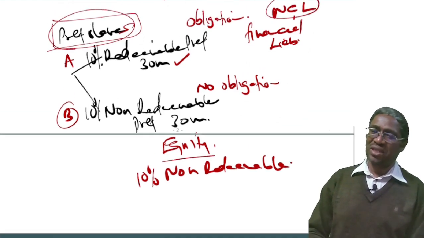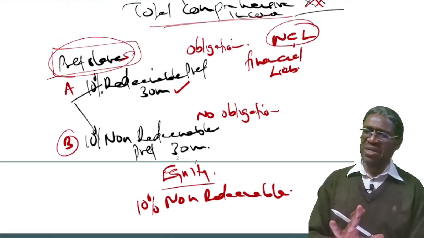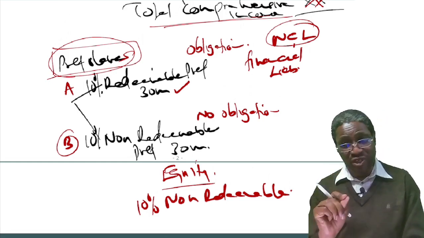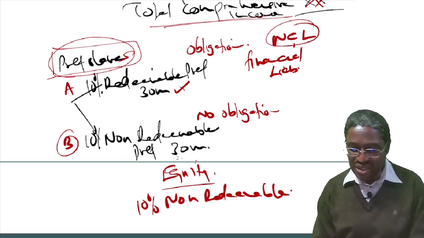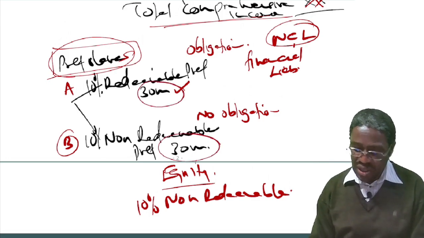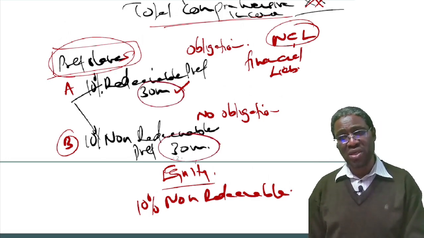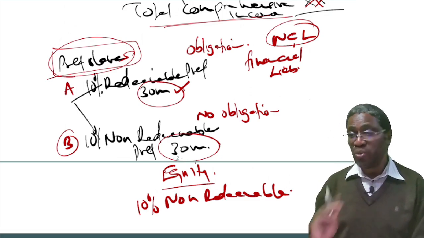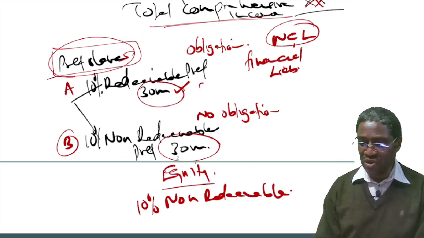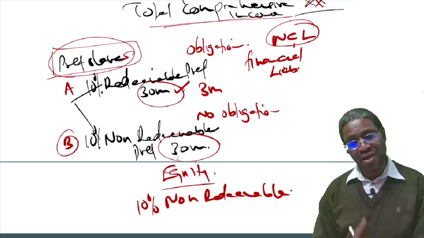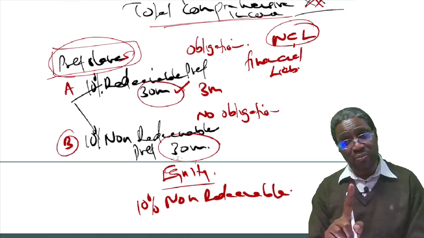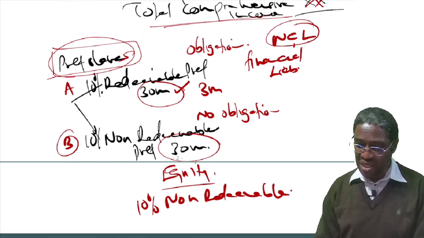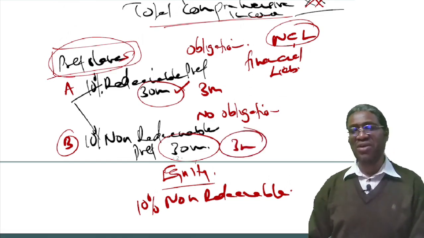Now, listen again. Both companies issued 10% preference shares amounting to 30 million. It means both companies are required to pay their shareholders a dividend of how much every year? 3 million. Company A will be required to pay 3 million to the preference shareholders. 10% of 30 million is 3 million. Company B, the same, 3 million.